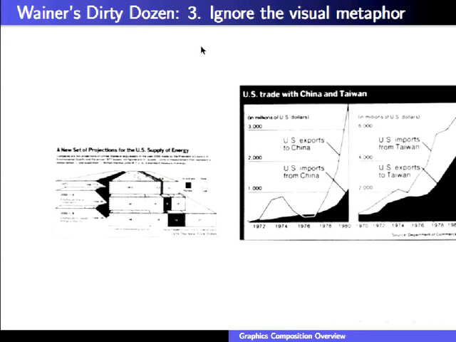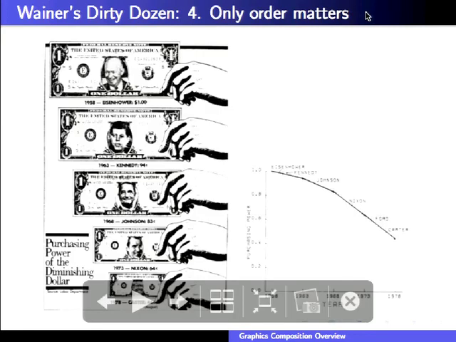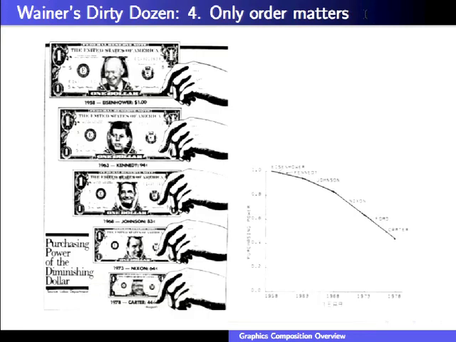Number 4 is similar to number 3. It says only order matters. What's going on here in the original chart, which is on the left-hand side, is that we're looking at the purchasing power of the dollar through the different administrations. The top is Eisenhower and the bottom is Carter. And what's been done here is that the width of the dollar bill, the long part of the dollar bill, starts with Eisenhower, and everyone else is done relative to Eisenhower.